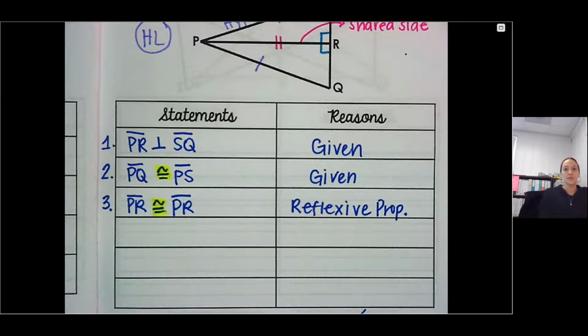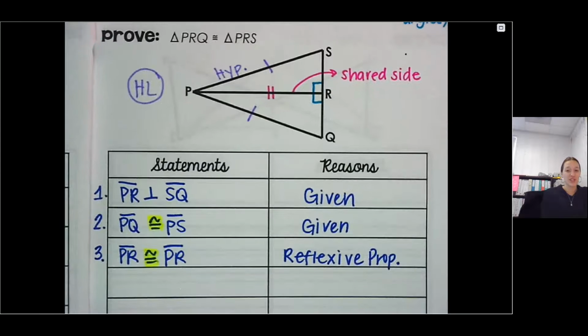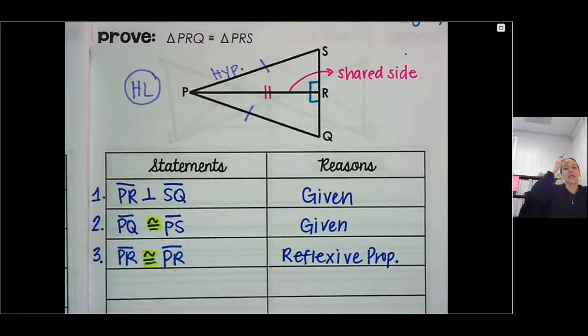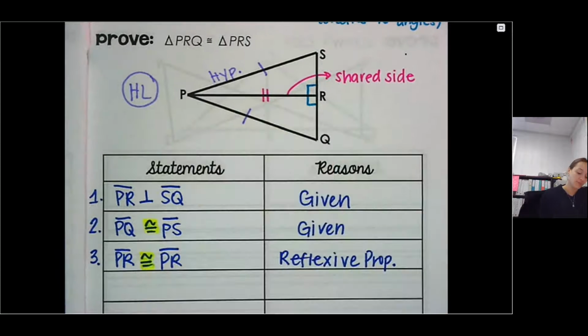Now, I still have some more things marked in the picture that I have not yet marked in my statements and reasons. What's something else that I marked in my picture that I haven't written a statement about yet? The right angles. Good. Right over here at angle R.